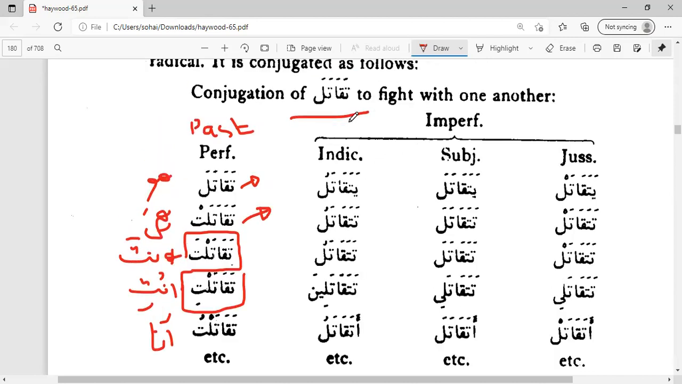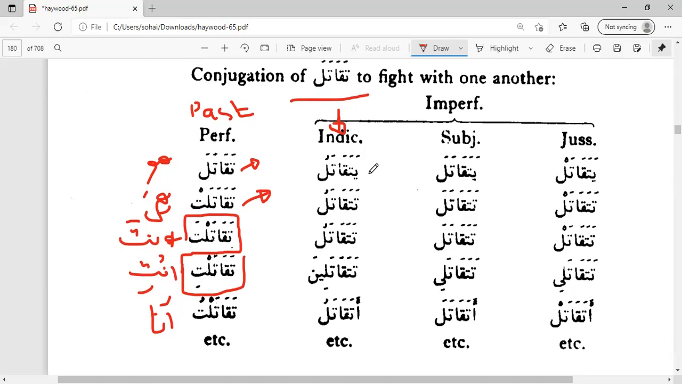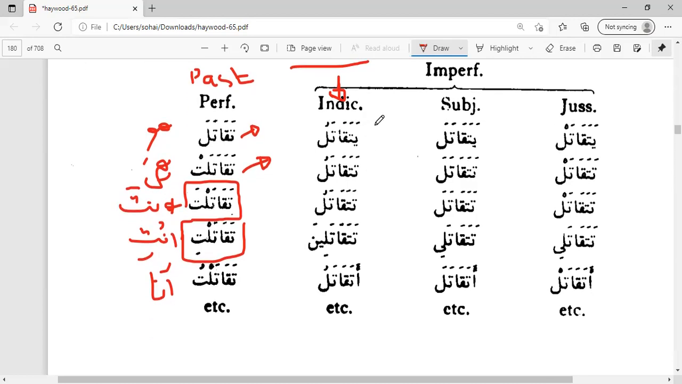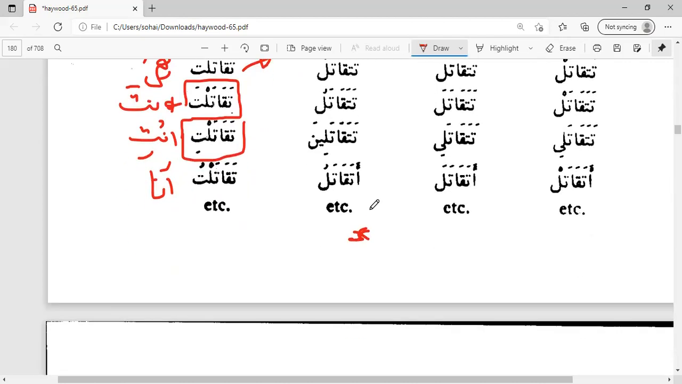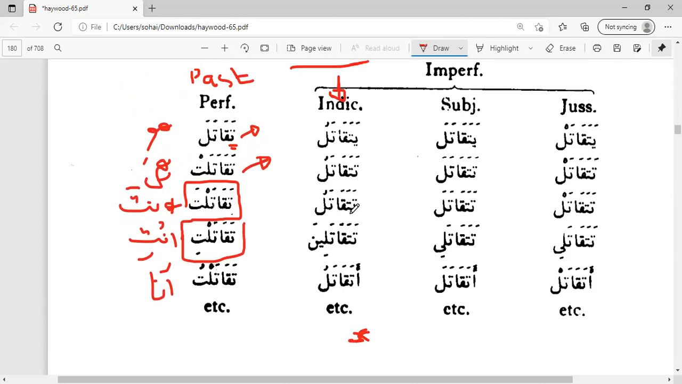Then the fi'l mudari. The indicative means without any adjustments. Fi'l mudari maruf, the active of present or future. All you do is add this additional ta. You don't change that. You just add another alamat mudari. So ana ataqatalu, nahnu nataqatalu, anta tataqatalu.